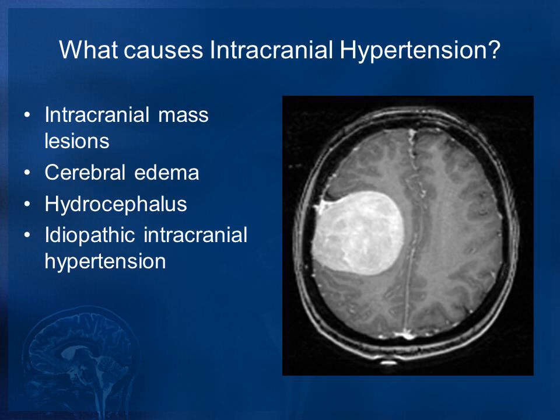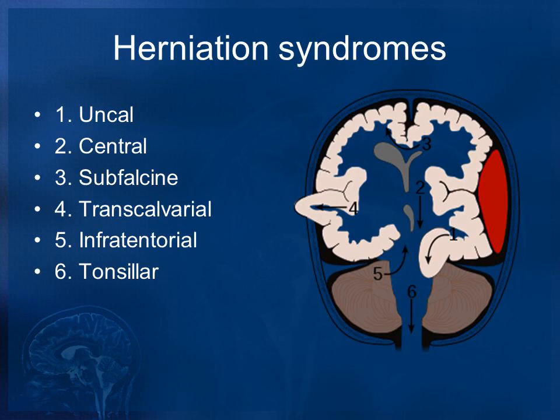What causes intracranial hypertension? Intracranial mass lesions, cerebral edema, hydrocephalus, idiopathic intracranial hypertension, and herniation syndromes: 1, uncal; 2, central; 3, subfalcine; 4, transcalvarial; 5, infratentorial; 6, tonsillar.